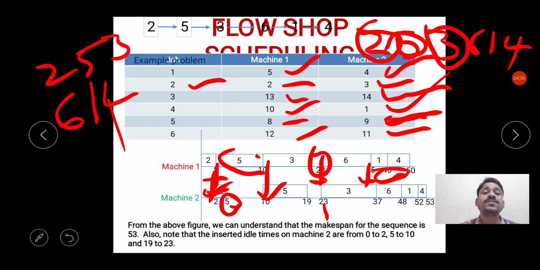And for machine 1 also, of course, there is idle time. That is, machine 1 stopped working at 50 hours and machine 2 still worked till 53 hours. So these 3 hours can be considered as idle time for machine 1. So for machine 1 the idle time is 3 hours, and for machine 2 the idle time is 11 hours. This is the way to find the makespan and idle times using this Gantt chart. See, the idle times are indicated with black color here.